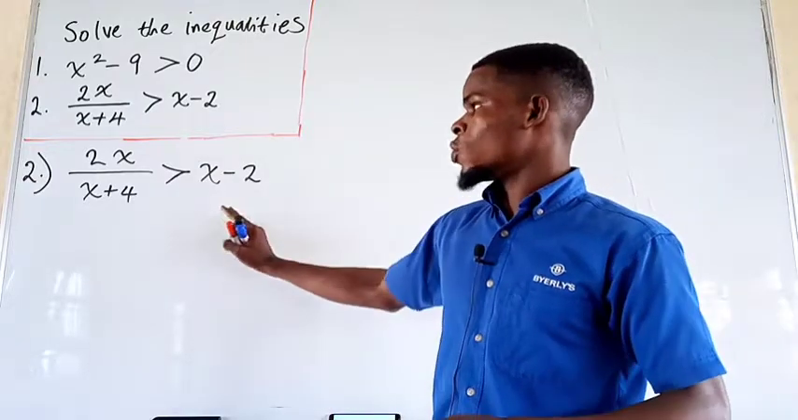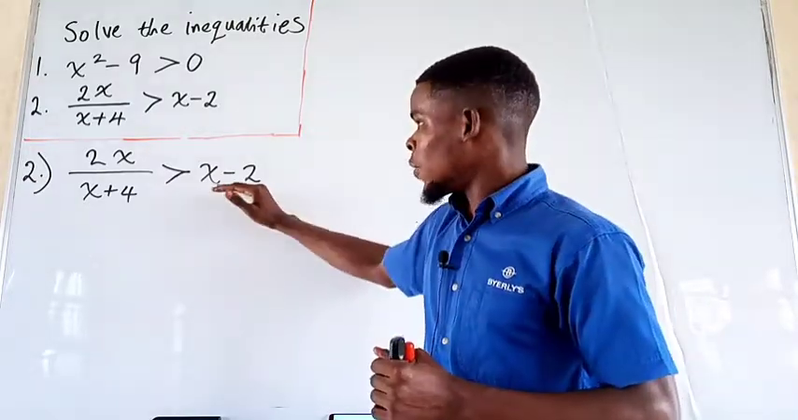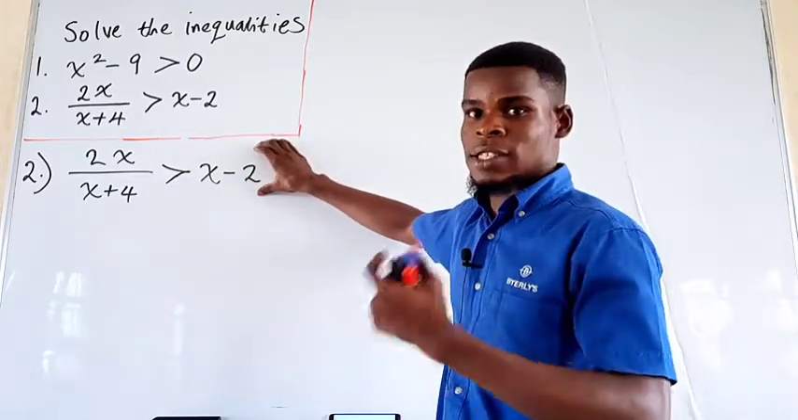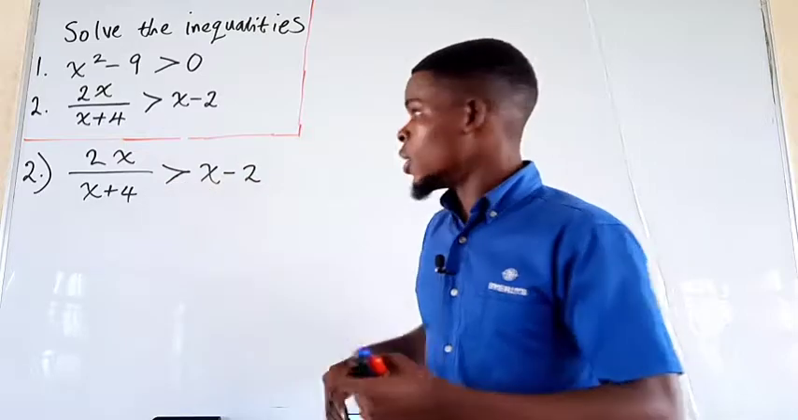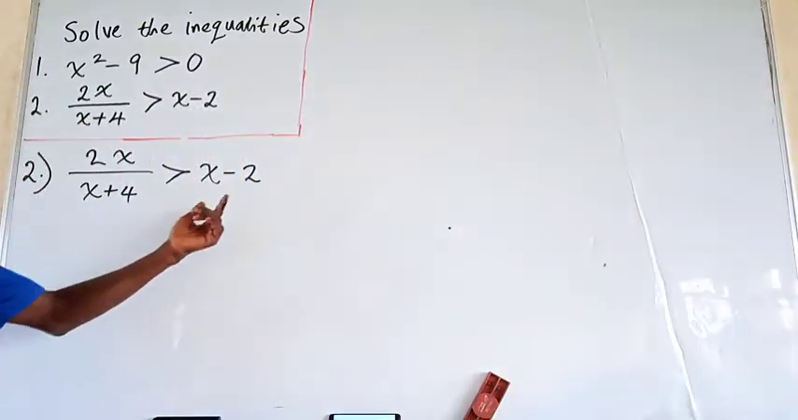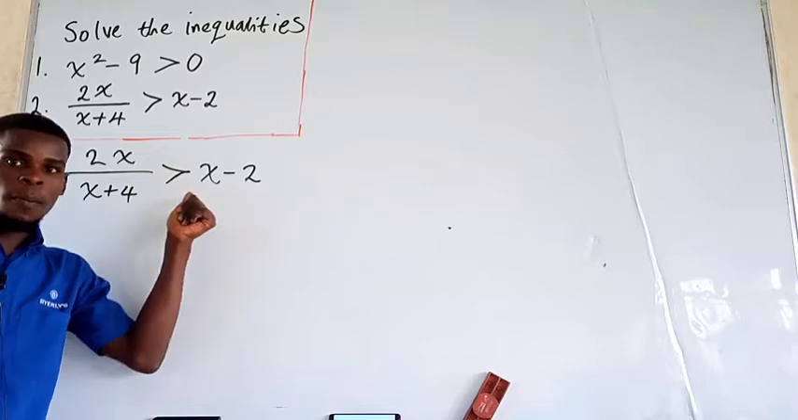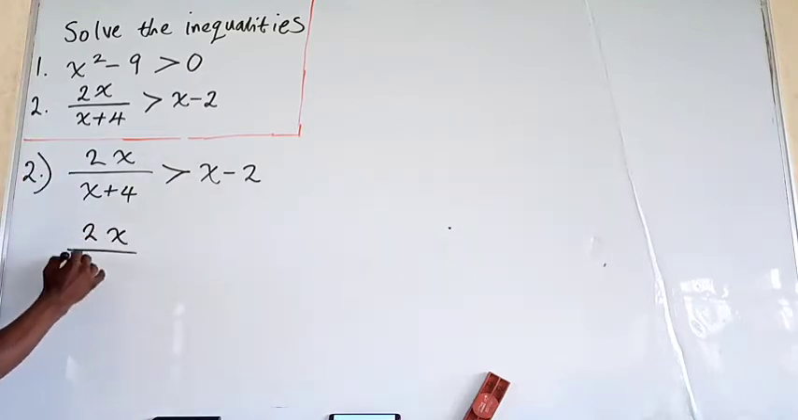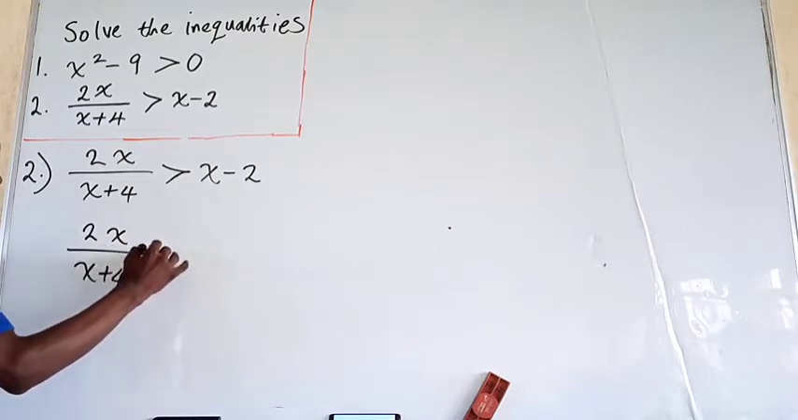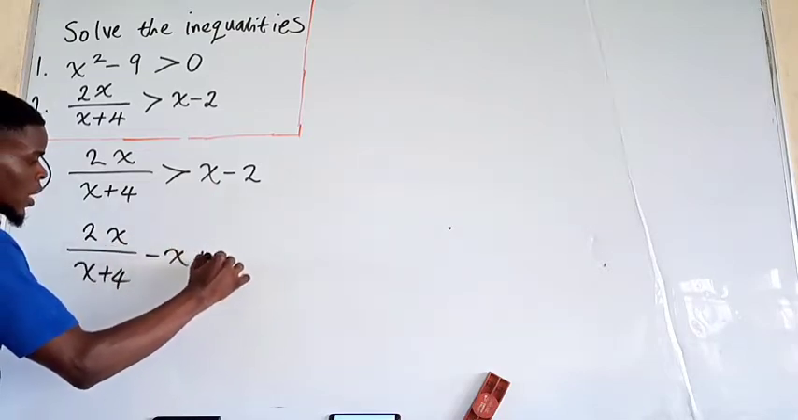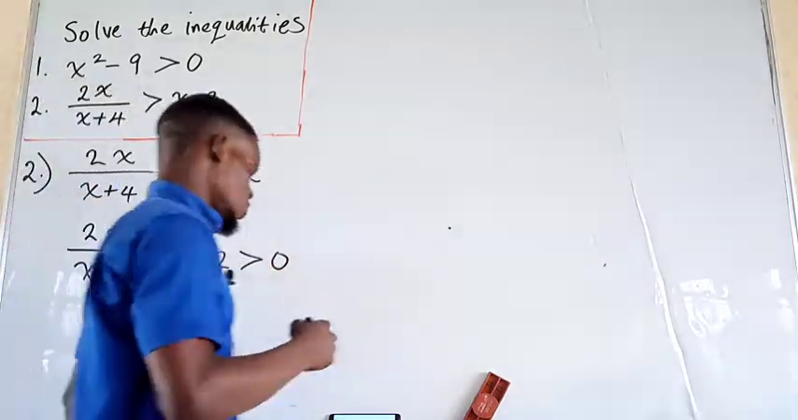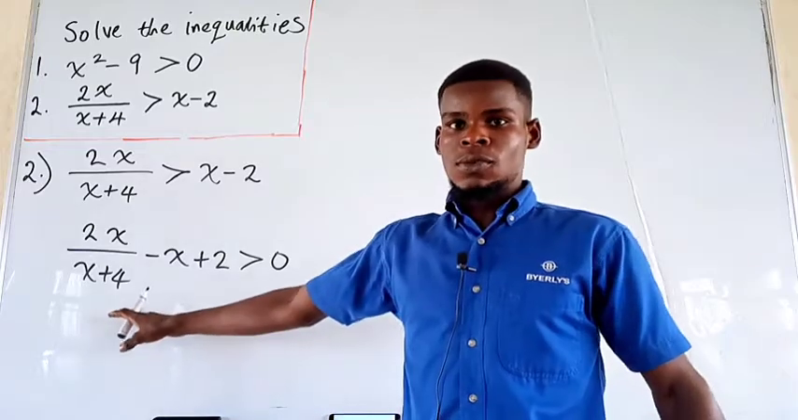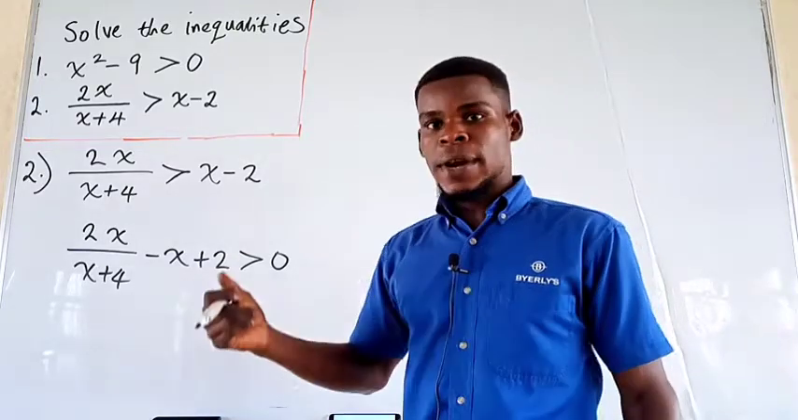So what I would like to do is to be careful with this. I would like to simplify this first, so I would like to move these terms on the right hand side of the inequality to the left. This will become negative x and this will become positive 2. So we have 2x over x plus 4, then minus x, then plus 2, and on the right hand side we just have 0. The next thing I'll do here is to get a single fraction.